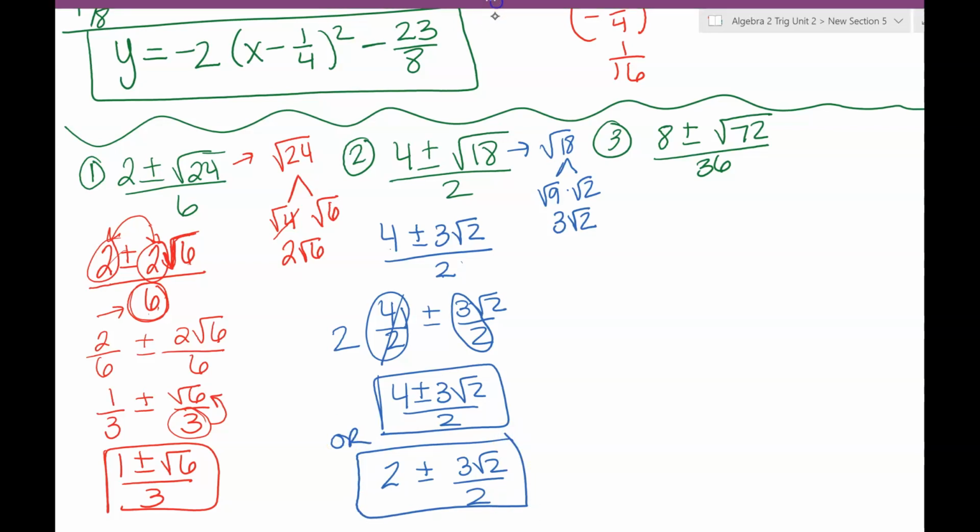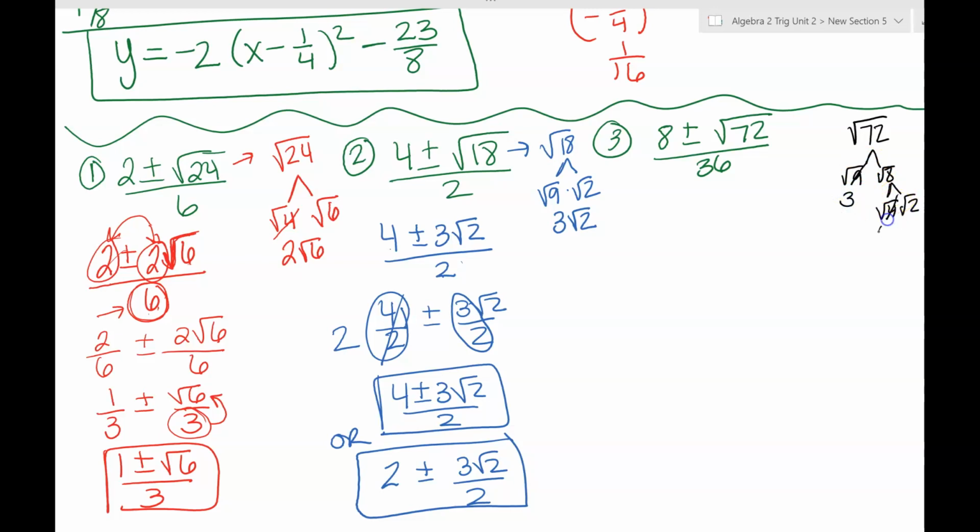And then lastly, I'm going to look at this last example. First thing I'm going to do is break down square root of 72. 9 and 8. 9 is a 3. Oh, but then 8 is square root of 4 and square root of 2, and 4 is a 2. So 3 times 2 is 6 rad 2. If you saw that faster than me, good job. And then, so I'm going to have 8 plus or minus 6 rad 2 over 36. And again here, you don't have to write it like this, but you need to understand. There are factors that 8, 6, and 36 all have in common.